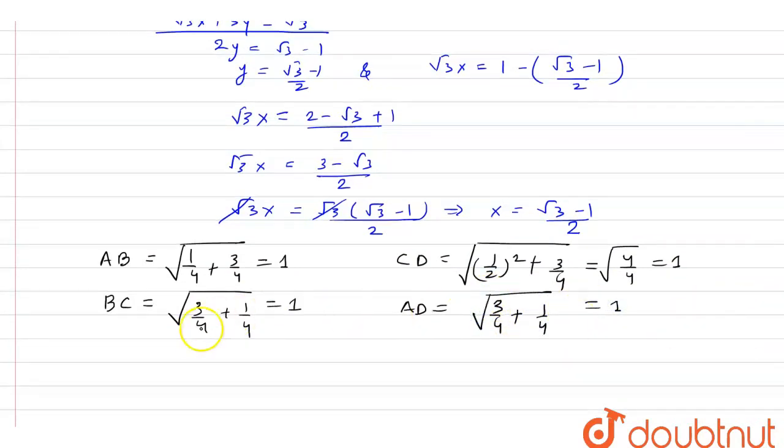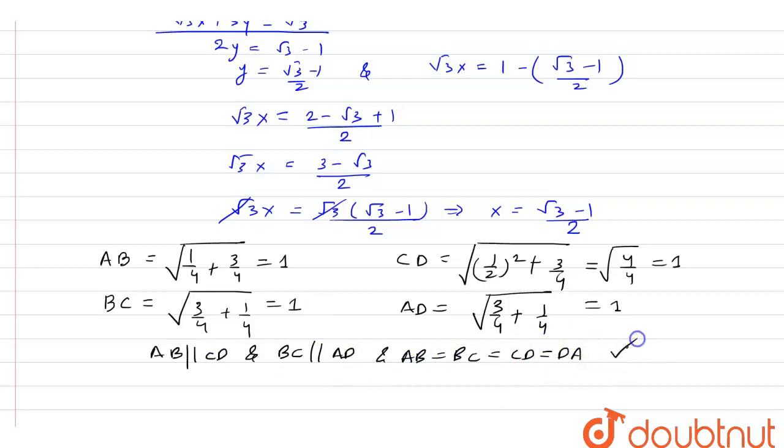Now we have two pairs of parallel lines. We can say AB is parallel to CD and BC is parallel to AD, and AB equals BC equals CD equals DA. Hence it forms a rhombus, and this we needed to prove. Thank you.